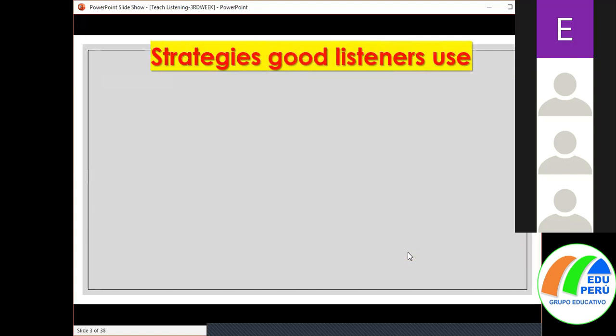Now we are going to start with this aspect of the session: strategies good listeners use. As I told you before, as teachers we must develop these strategies in our students because they are going to be the listeners. Maybe they have some strategies, but not all of them. So we must make our students develop these kinds of strategies.